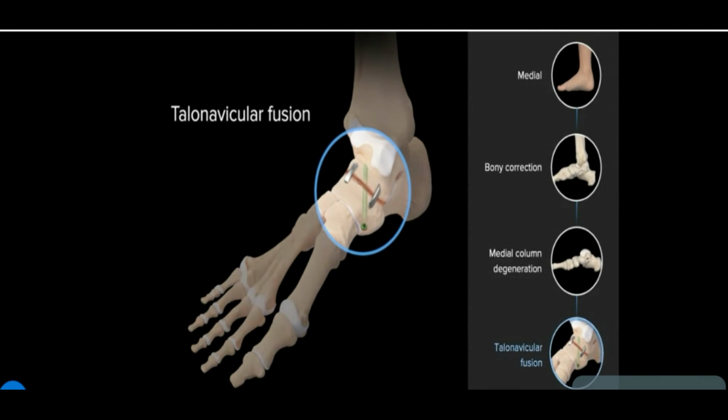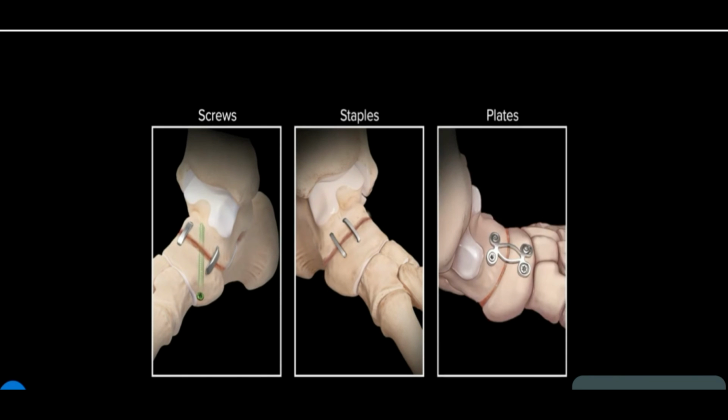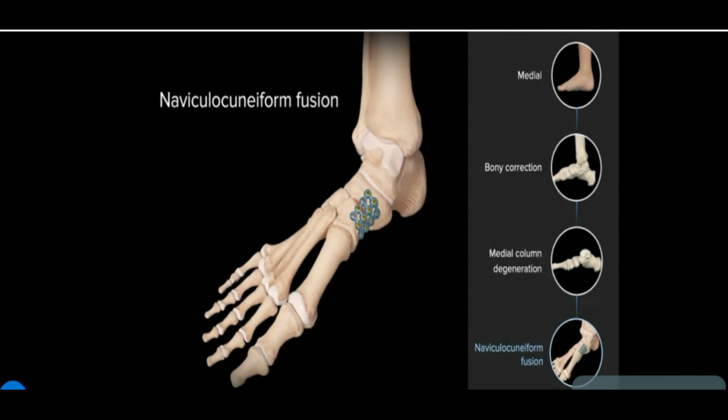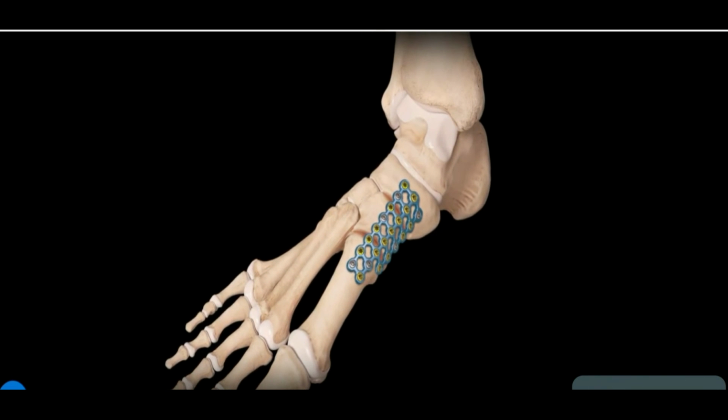Typically, the talonavicular joint is reduced first, as it is normally where the apex of the deformity is. This can be fixed with either screws, staples, or a plate. It also allows for correction of midfoot abduction. Distally, the joint can be fixed or even combined with a first tarsometatarsal fusion.